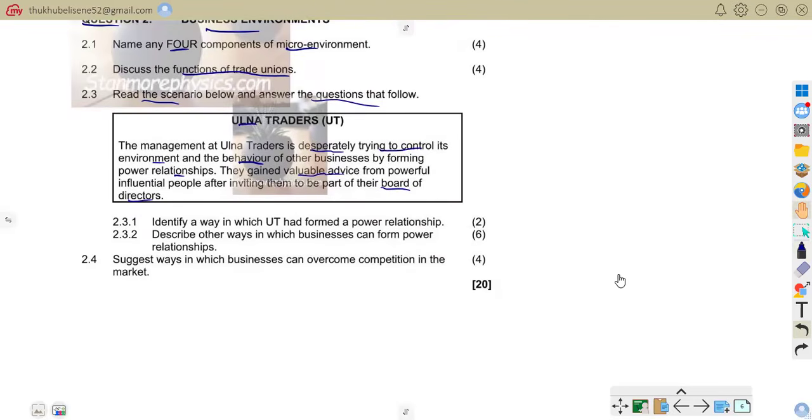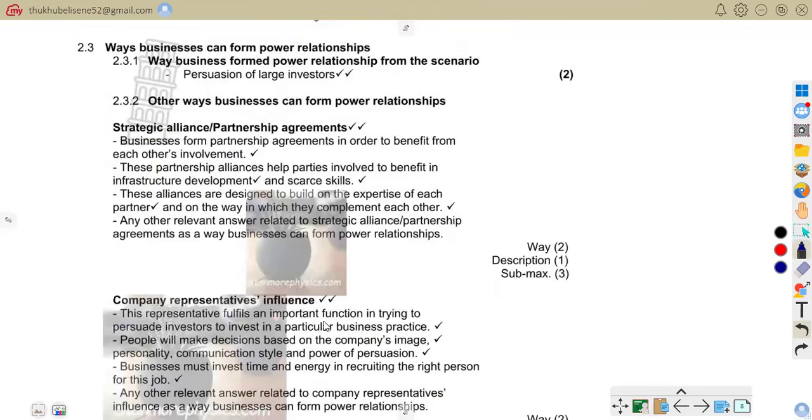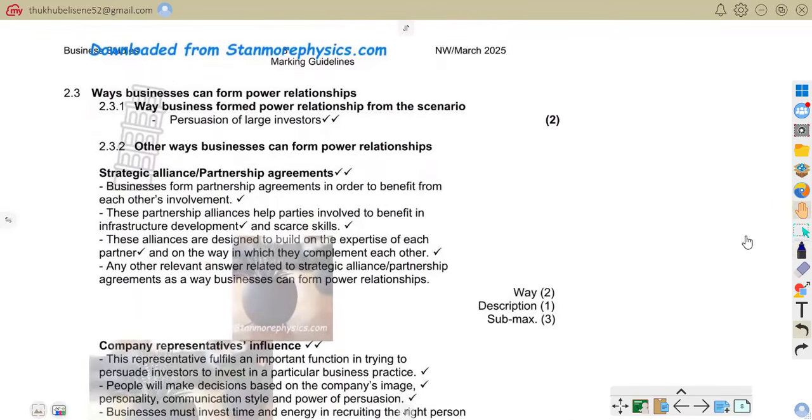Now we are to answer the questions that follow. Identify the way in which UT had formed a power relationship. So we have to identify the ways in which a business can form a power relationship. So let us attend to that question.